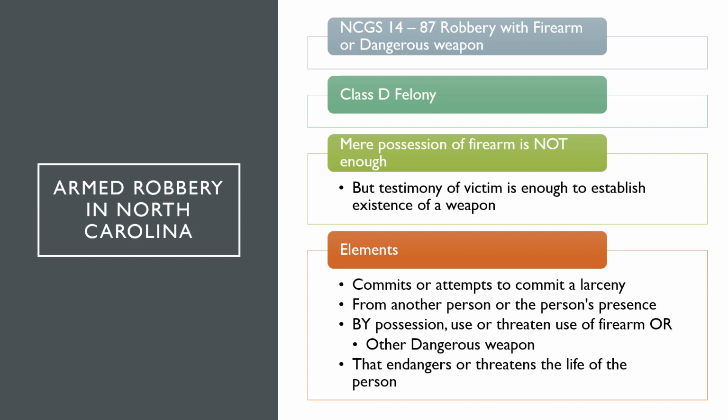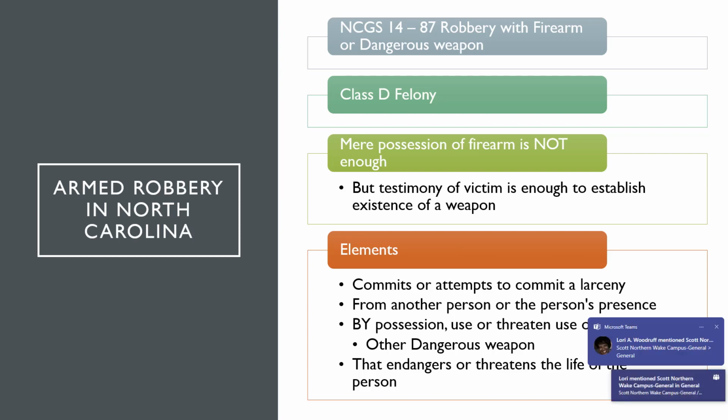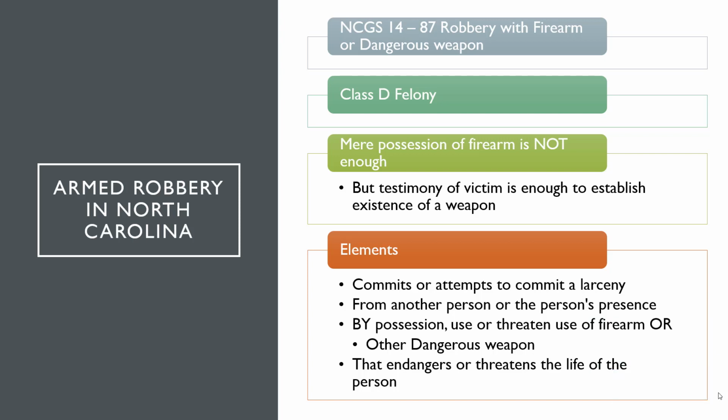But I don't display the weapon, you don't see the weapon, you don't know I have the weapon. And then I get caught later, and I've got the weapon on me. They might like to charge armed robbery. In fact, they might actually charge it and try to get you to plead to something else, but you haven't met the elements. And here are the elements of this in North Carolina. You commit or attempt to commit a larceny, so you're stealing from another person, that's going to make it the robbery, by possession or use of a firearm, or threatened use of the firearm or other dangerous weapon.